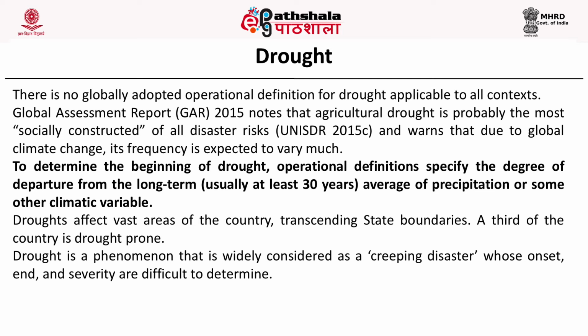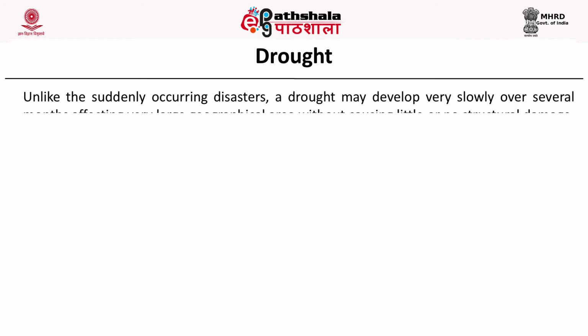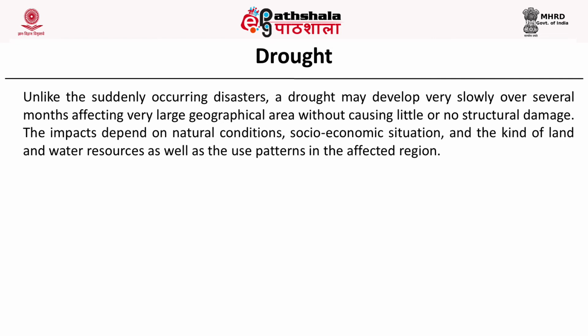Drought is a phenomenon that is widely considered as a creeping disaster whose onset, end and severity are difficult to determine. Unlike the suddenly occurring disasters, a drought may develop very slowly over several months, affecting very large geographical areas with little or no structural damage. The impacts depend on natural conditions, socio-economic situations and the kind of land and water resources as well as the land use patterns in the affected region.